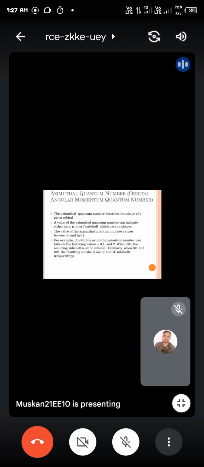Next we have the azimuthal quantum number. The azimuthal quantum number indicates whether the electron is in an s subshell, p or d, which vary in shapes. The value of the azimuthal quantum number ranges from 0 to n minus 1, as we have seen in the previous slide. Let's take an example. If the value of n is 3, the azimuthal quantum number can be 0, 1, and 2. When l is equal to 0, the resulting subshell is an s subshell. Similarly, when l is equal to 1, the resulting subshell is a p subshell.